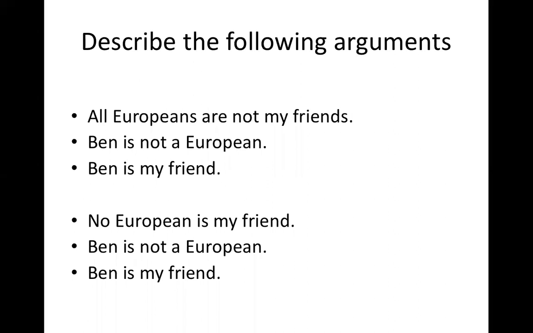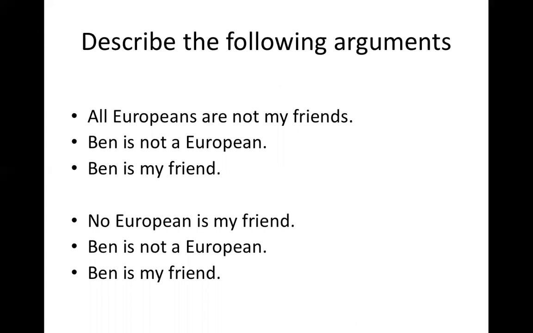Describe the following arguments. All Europeans are not my friends. Ben is not a European, therefore Ben is not my friend. First of all, you need to do a little mathematics here. You notice that the first and second statements are negatives. So you can remove the word not in both sentences and just read them without the not, since two nots make a positive.